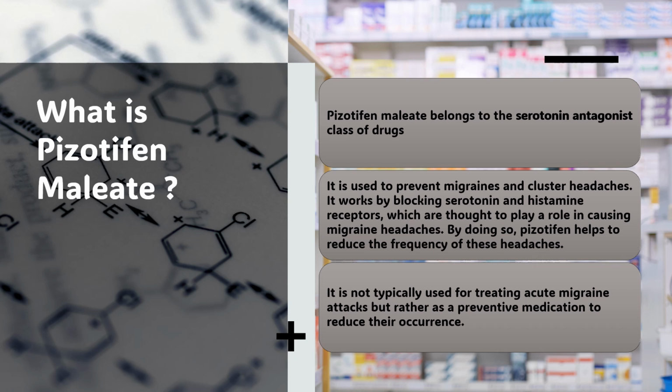Pizotifen Maleate belongs to the serotonin antagonist class of drugs. It is used to prevent migraines and cluster headaches. It works by blocking serotonin and histamine receptors, which are thought to play a role in causing migraine headaches. By doing so, pizotifen helps to reduce the frequency of these headaches, and it is not typically used for treating acute migraine. In fact, it prevents future migraines from occurring again.